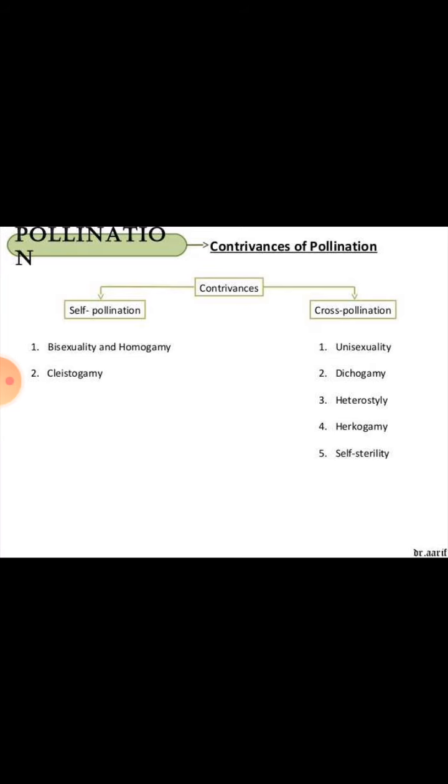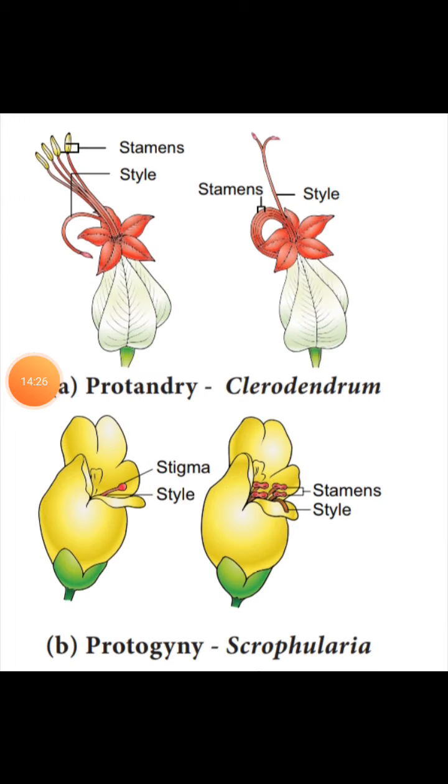Mostly seen in bisexual flowers, the anther and stigma mature at different times. This prevents self pollination. It is further divided into two types: one is called protandry, another one is called protogyny. It is an example of bisexuality or monocliny. First one is protandry, another one is protogyny.